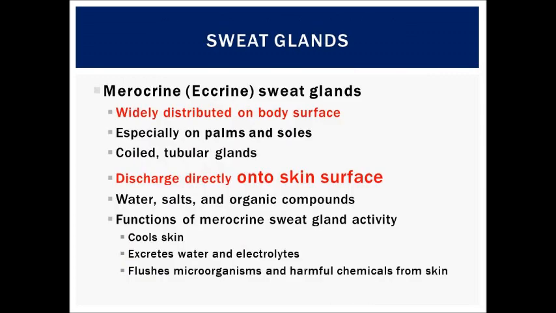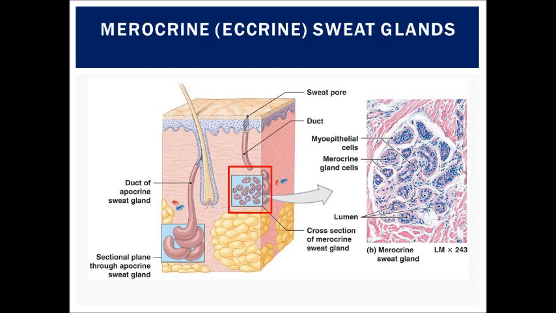Next, merocrine sweat glands. Compared to apocrine, merocrine sweat glands can be found throughout the body. They are most abundant on palms and soles. Merocrine sweat glands secrete directly onto the skin surface. Here is the image of a merocrine sweat gland, which discharges directly onto the skin surface.